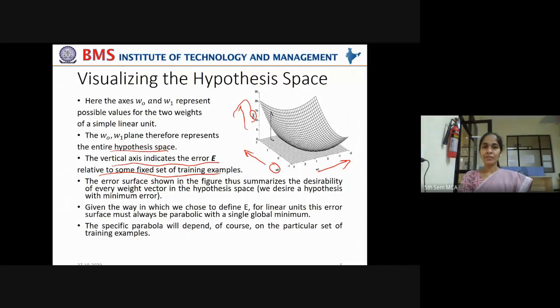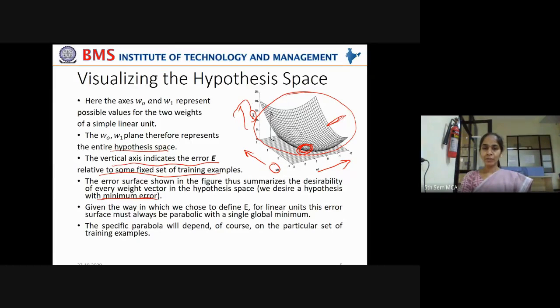Now the error surface shown in the figure thus summarizes the desirability of every weight vector in the hypothesis space. We desire a hypothesis with minimum error, right? How should our hypothesis be? Our hypothesis should be the ideal target function. It should minimize the error that is encountered by the model. We have taken this as a layer just to show you how we start with random weights, how you try to reduce the error by altering the random weights, and finally arrive at a minimum prediction error, that is the global minimum, this point, right?